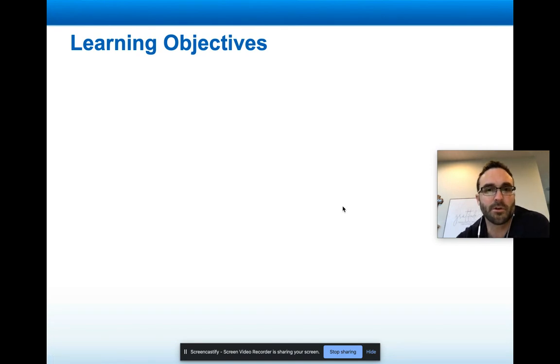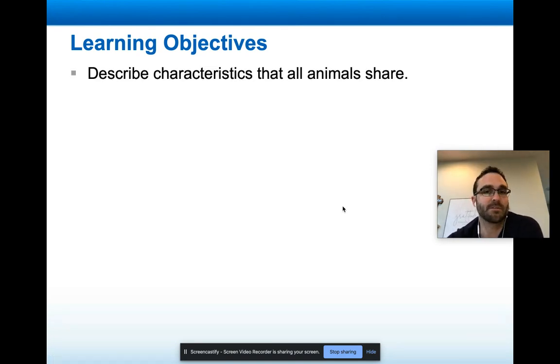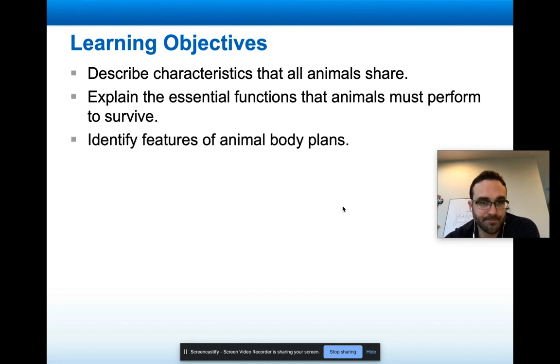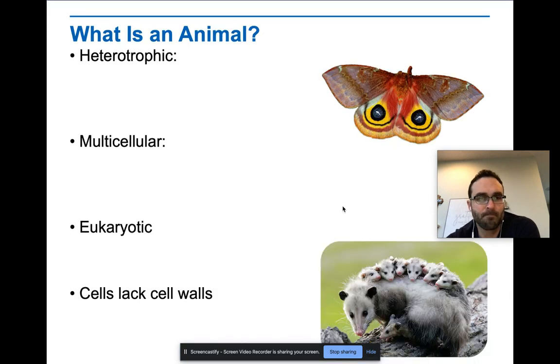All right, so some of the learning objectives we're going to discuss today are the characteristics that all animals share, the functions animals must have in order to survive, and features of body plans and designs. So, what is an animal? It has to be heterotrophic.